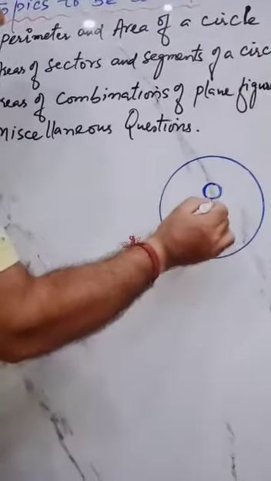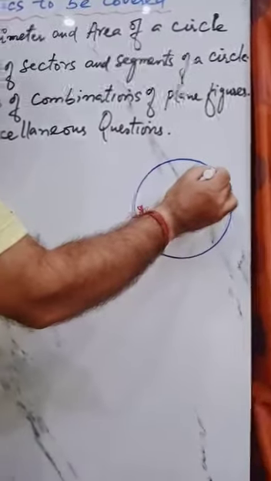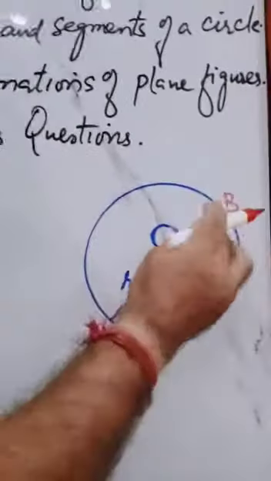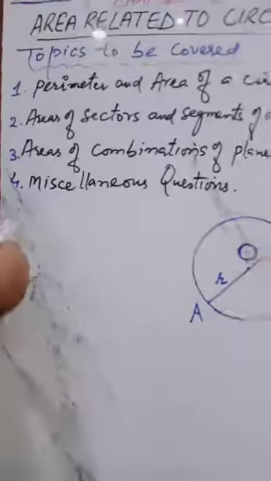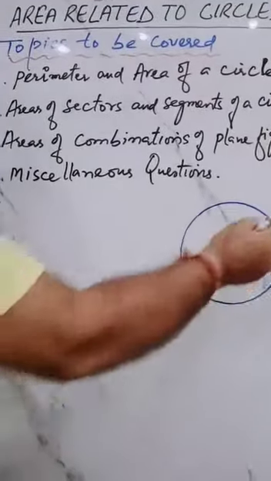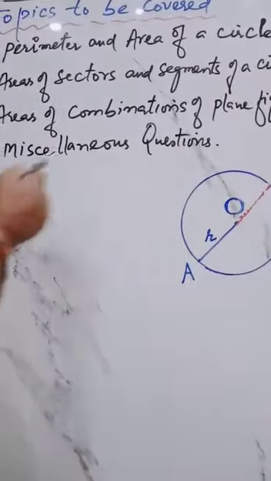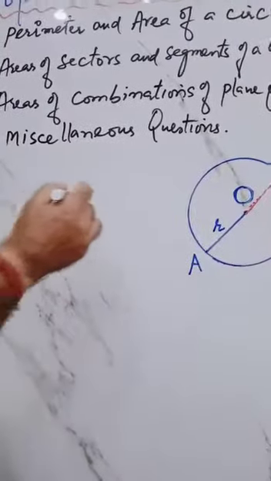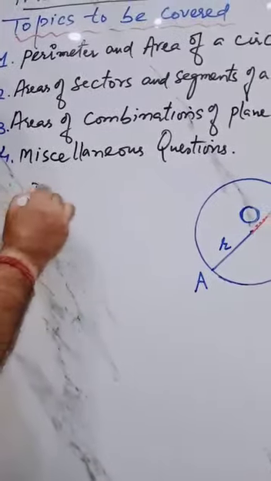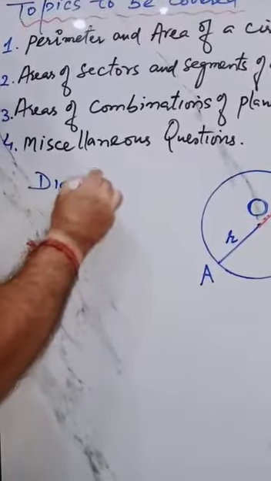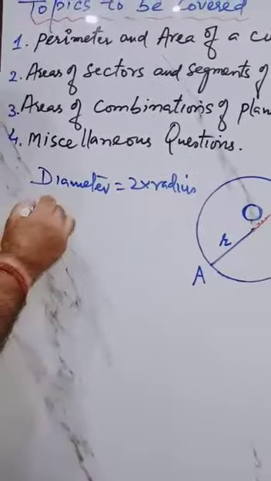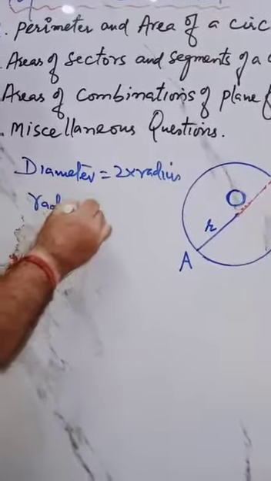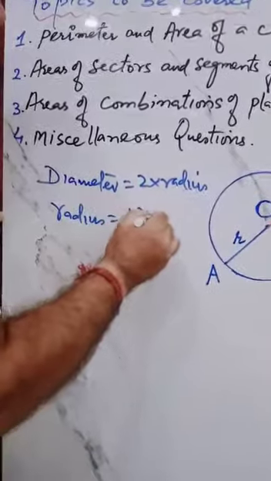If we produce AO to a point B on the circle, then what will you get? You will get a diameter. So what is a diameter? A diameter is a line segment passing through the center having its endpoints on the circle, and the diameter is also called the longest chord of the circle. So diameter is 2 into radius, or you can say radius is half of diameter, diameter upon 2.